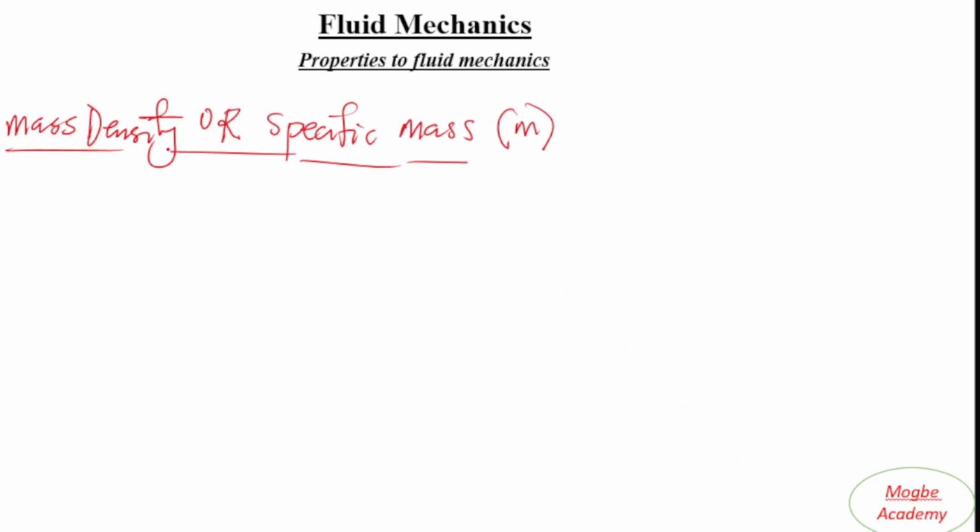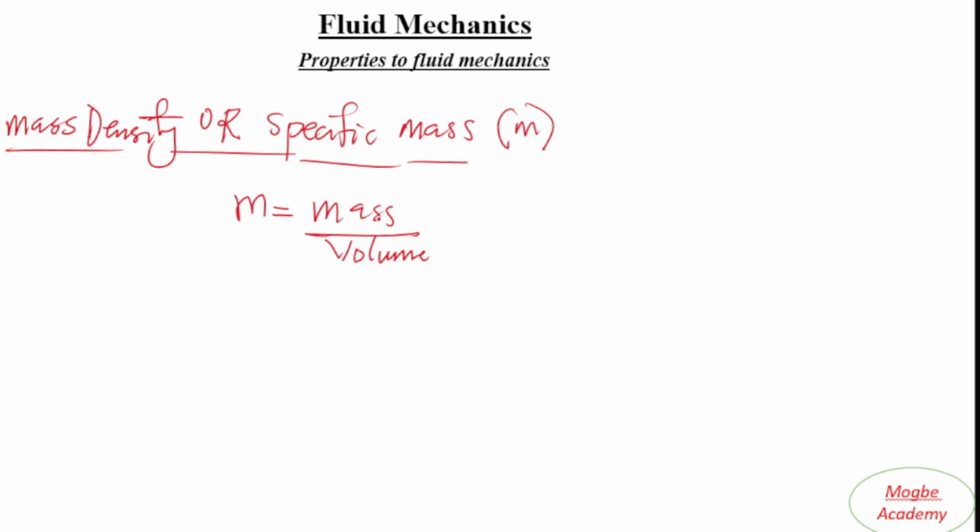Now, what's your mass density? Mass density is basically the product of mass per unit volume. So when we are considering mass density, which is small m, your small m is basically mass divided by volume. That is the formula you use to calculate your mass density.